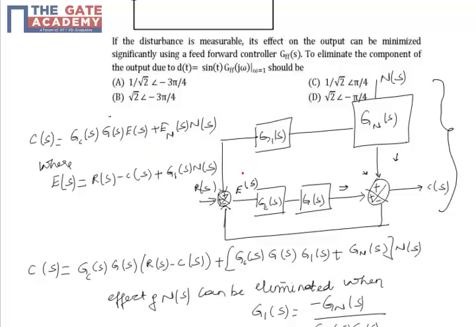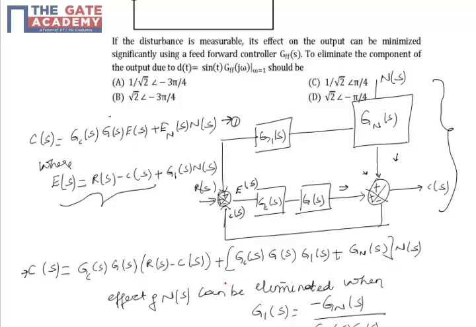So we can derive E of s as nothing but R of s, the input, minus C of s, which is coming in the feedback, plus the other path, which is G1 of s into Gn into n of s. This is the forward path. When I substitute E of s in equation 1, I get the expression here. So E of s is substituted with this quantity.